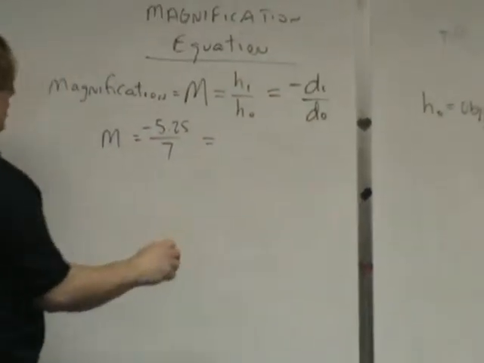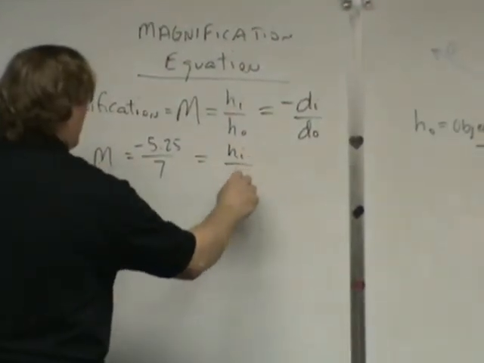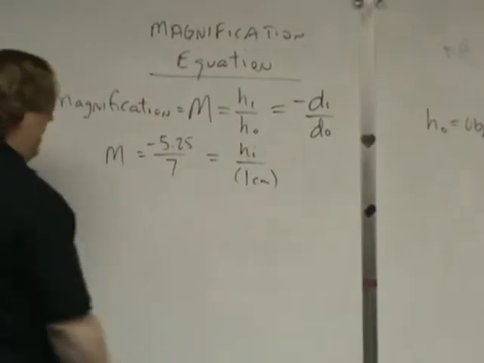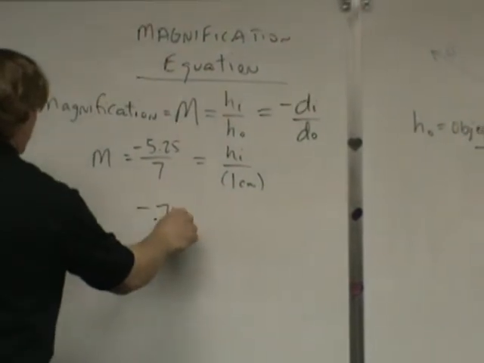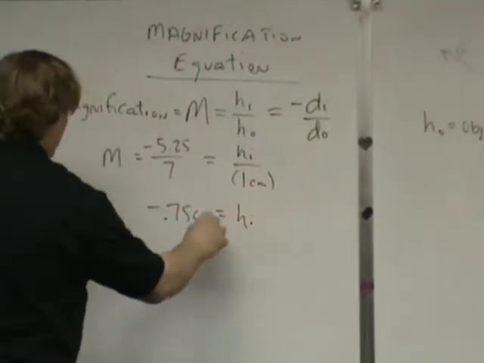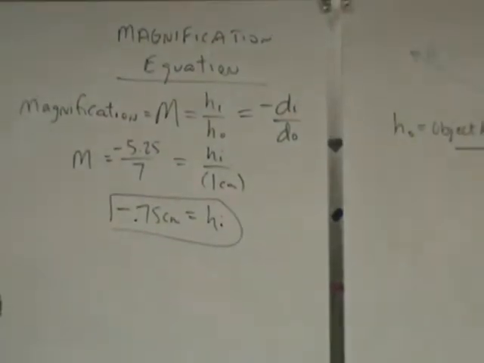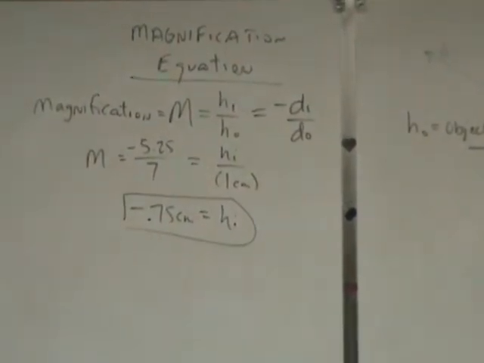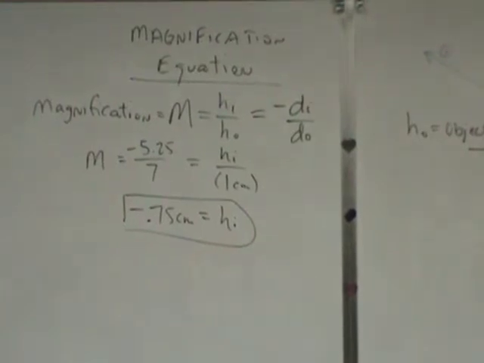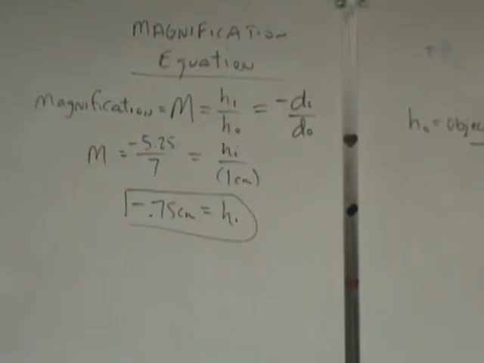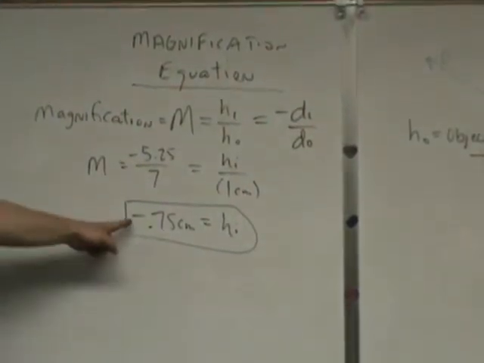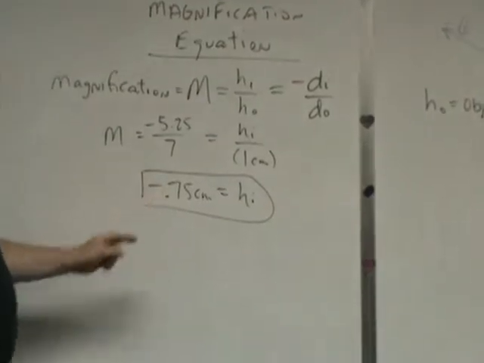That's my magnification, and that should equal h sub I over h sub O, which is 1 centimeter, correct? And so I get 5.25 divided by 7 times 1, I get negative 0.75 centimeters equals h sub I. So the predicted image height is 0.75, and so you guys getting 0.8, we're right on the money pretty much. But I want now to ask you, what is the meaning of that negative? Why do they have that negative sign there?